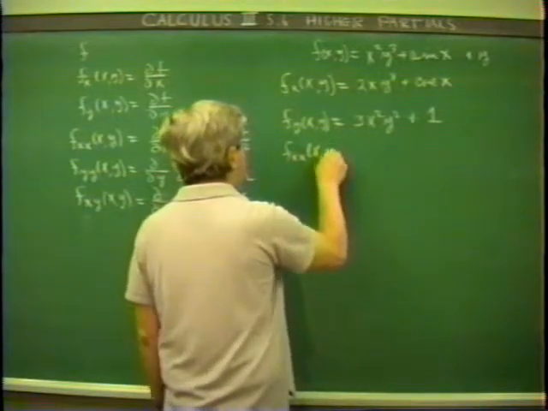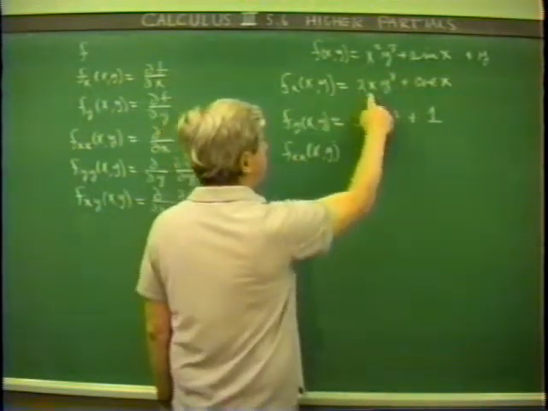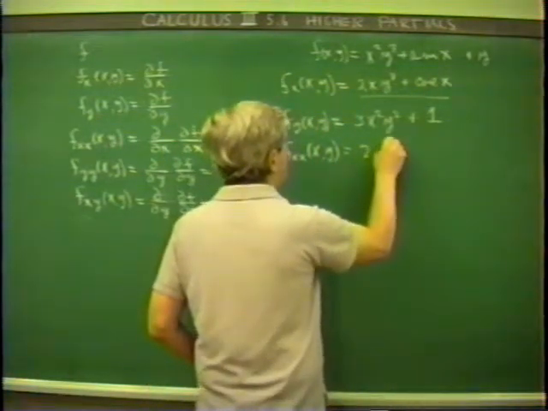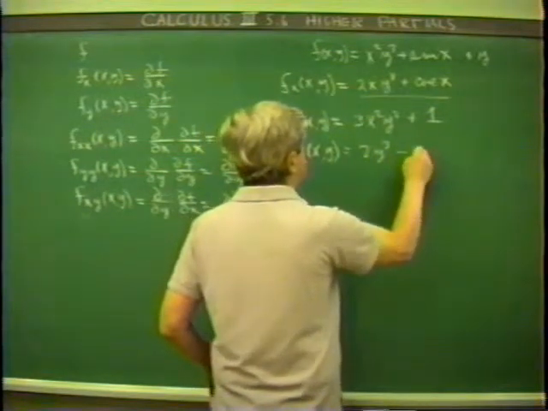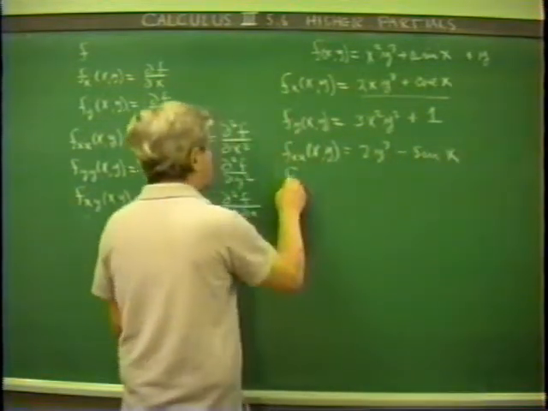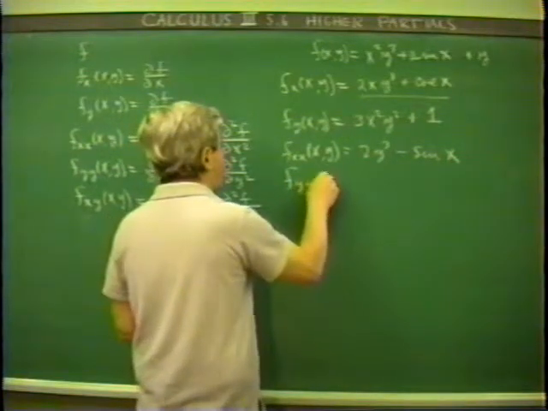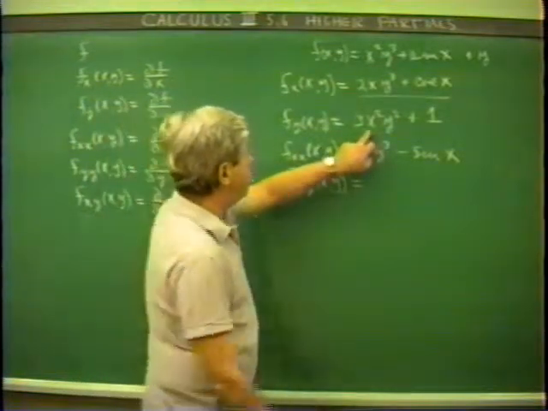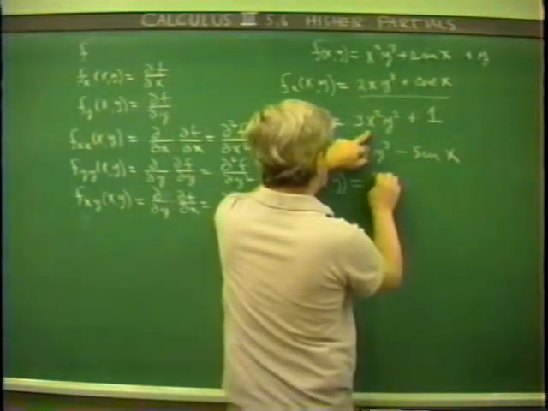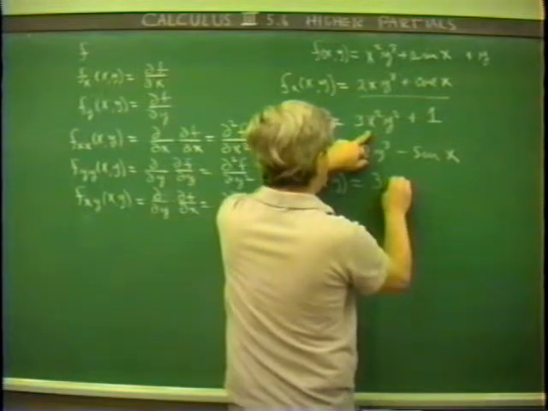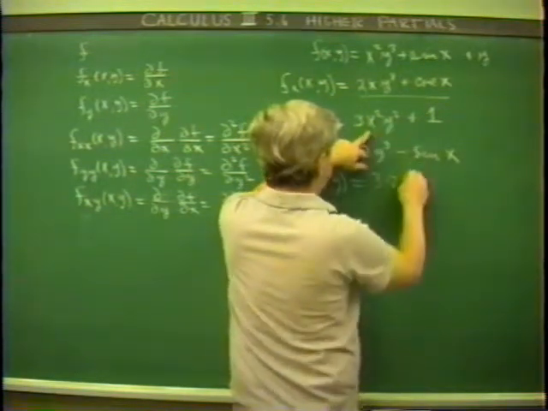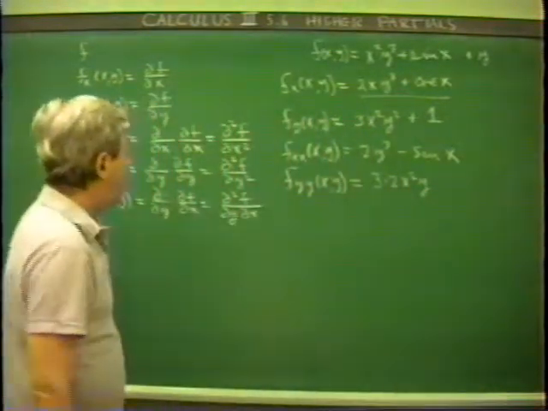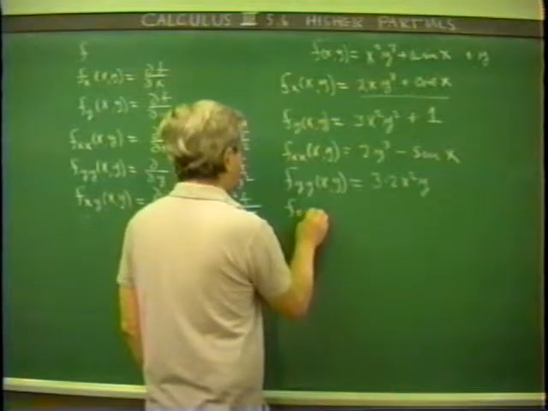Right? The partial with respect to x and then with respect to x at x and y. Right? Take the partial with respect to x and take its partial derivative with respect to x. So this is going to be equal to 2y cubed minus sine x. The partial with respect to y, and then with respect to y at x and y. Take the partial with respect to y, take the partial of that with respect to y. We get that this is equal to 3 times 2 x squared y, or 6x squared y.